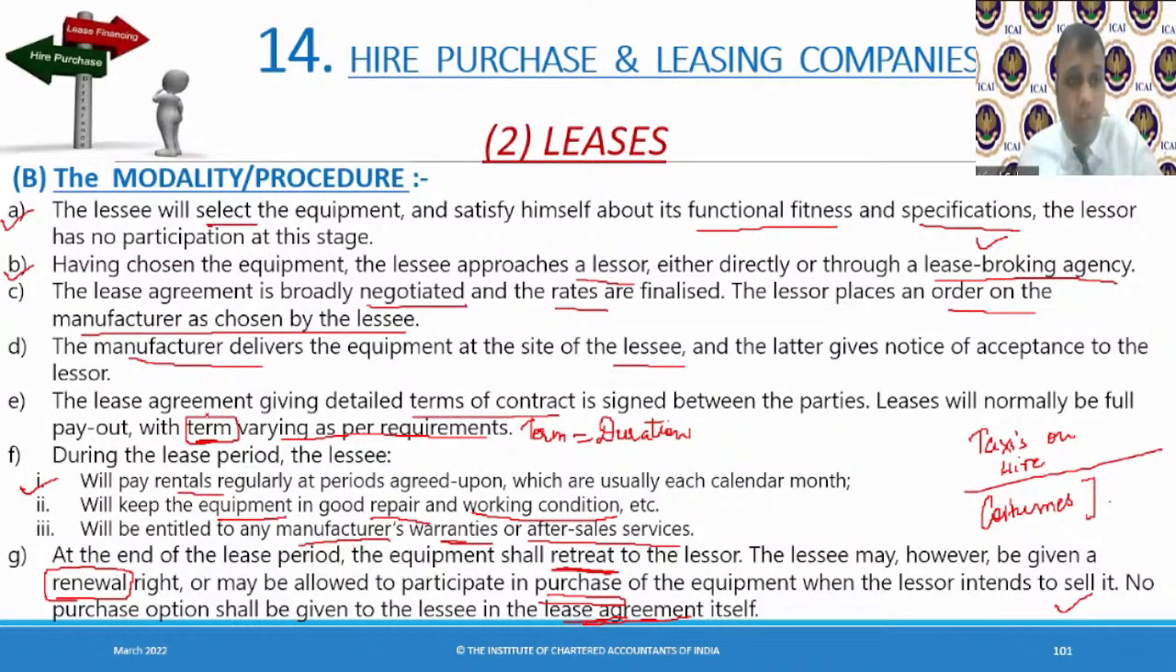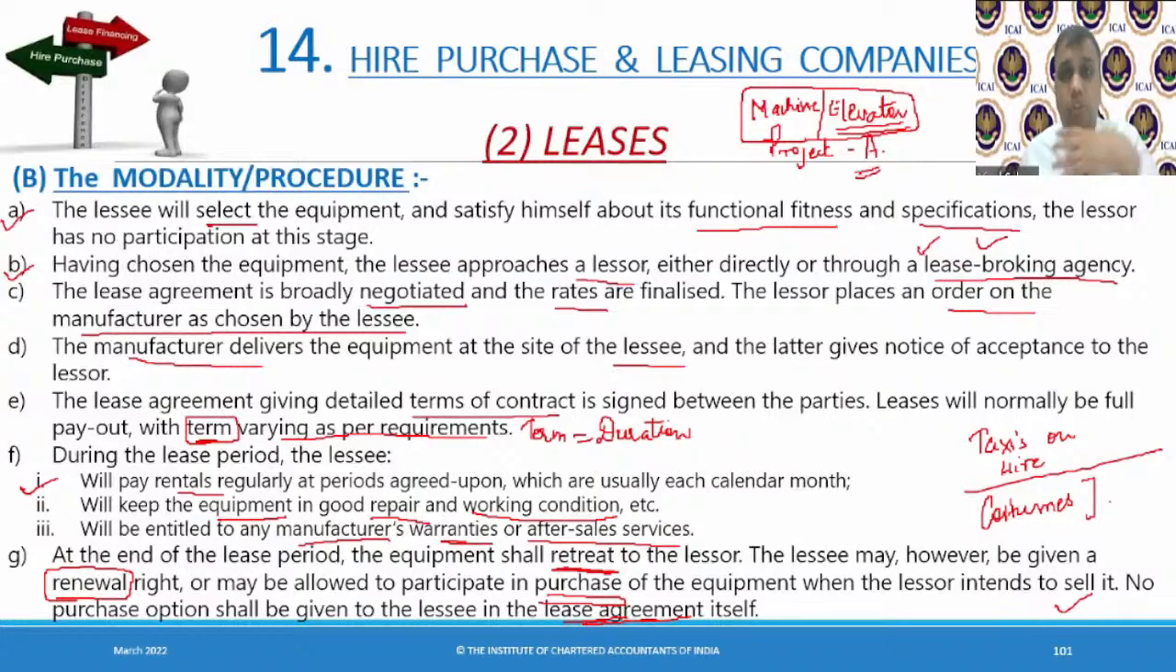The second point of procedure is having chosen the equipment. For example, I am a builder and I require a certain machine, one which works like an elevator or a lift, to be used specifically for my building purpose. I'll approach a company or a lease broking agency saying that I require this kind of machine. I don't want to purchase it permanently. I require it for a particular project, for example, project A.